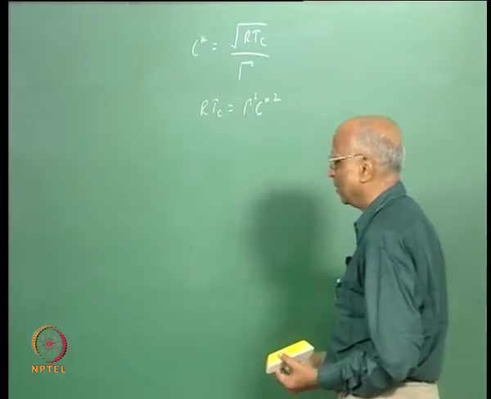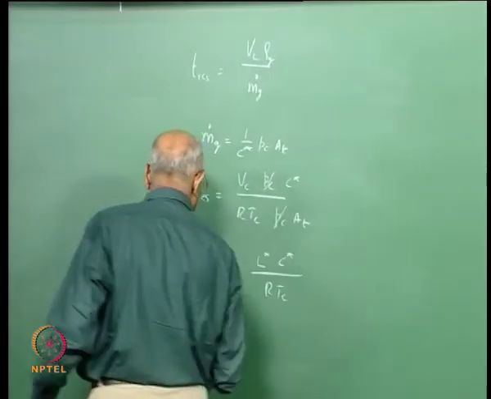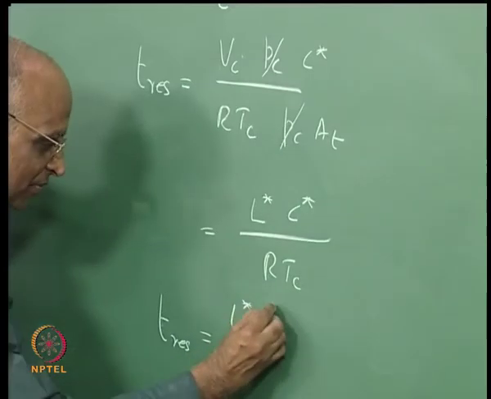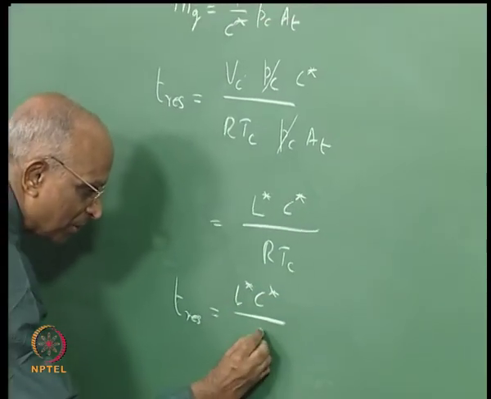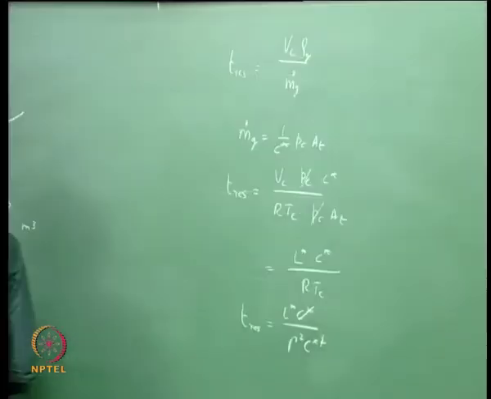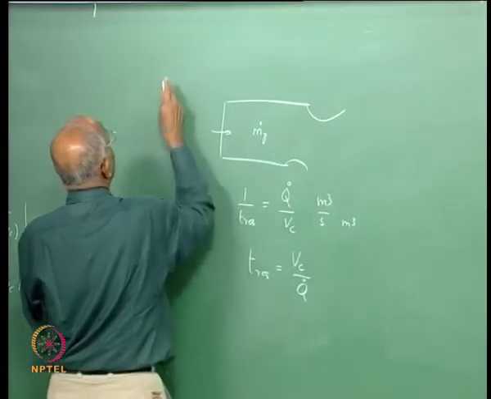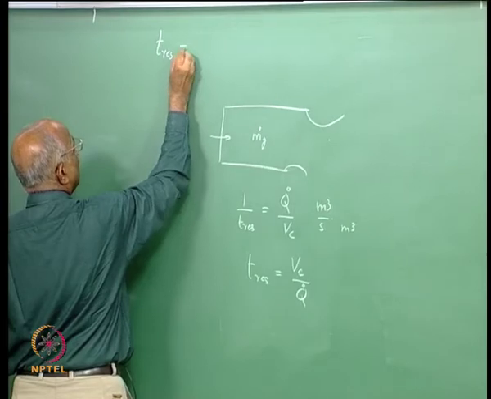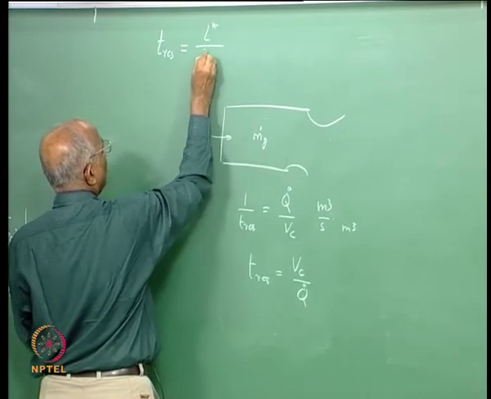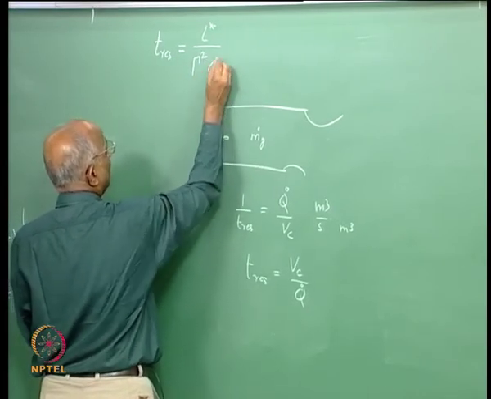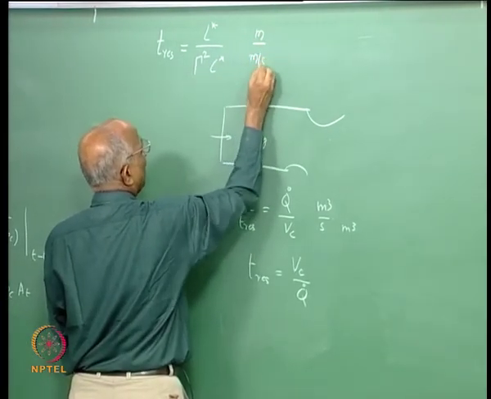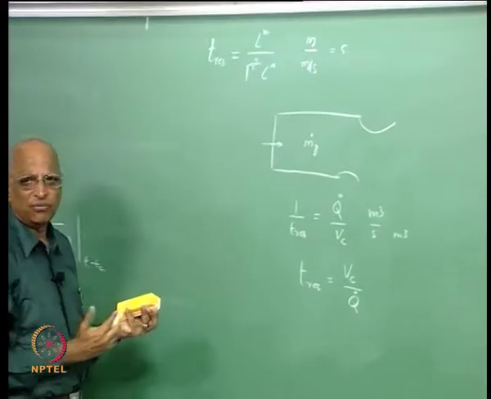Substitute the value of RTC there, we get T residence is therefore equal to L star C star by gamma square C star square. C star goes off, and the value of the residence time T of the gases in the chamber is therefore equal to L star by gamma square, you know gamma is a function of small gamma, into C star. Well, it makes sense: L star has units of meter, gamma has no units, C star is meter per second, this is second, and this is your value of residence time.